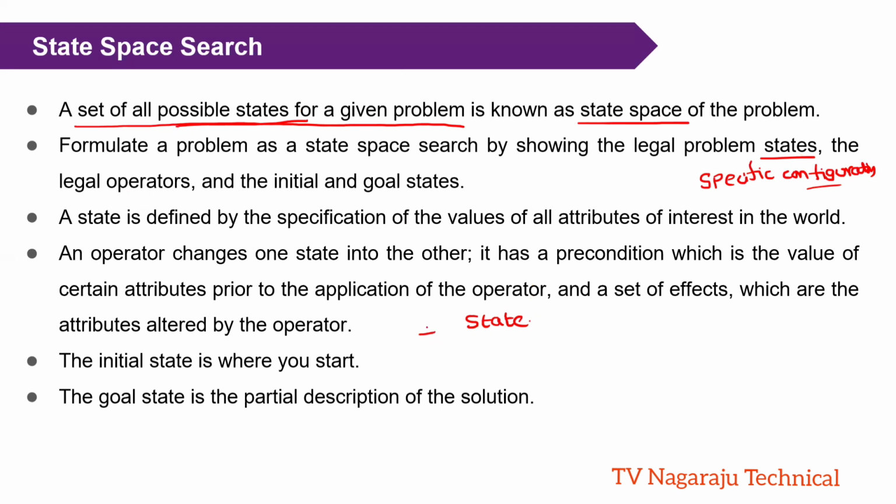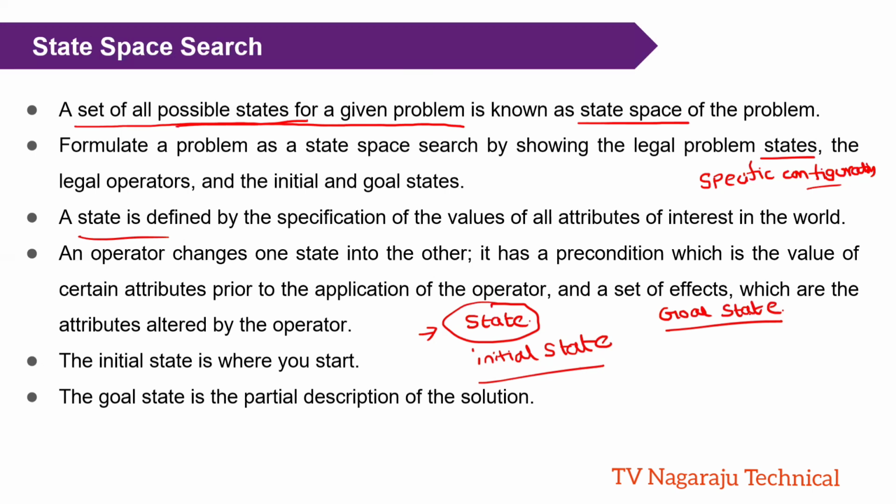Once you identify the specific configuration, any problem solving approach starts from the initial state. Now, what is the meaning of initial state? The starting point of the search process. Immediately, you need to know one more term. Goal state means this is the desired or required end configuration. These are the main three terms related to state.